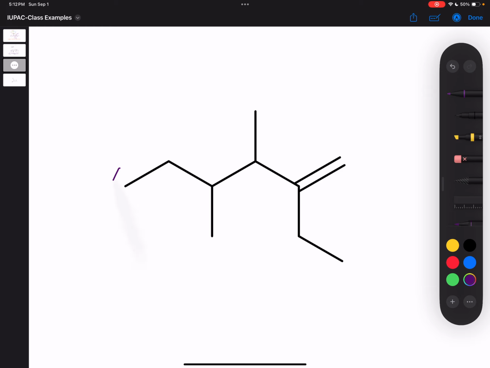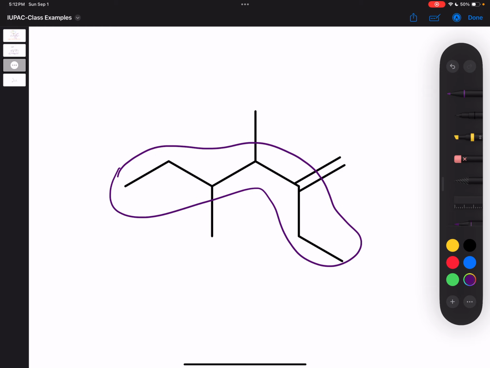So here I can see that my longest carbon chain is going to be through this path of the compound. I do see that the double bond is a substituent. It is not part of the parent chain, even though it's bonded to it. It's not included. So I'm not going to look at that to try to figure out my numbering. Instead, I want to look at my substituents.